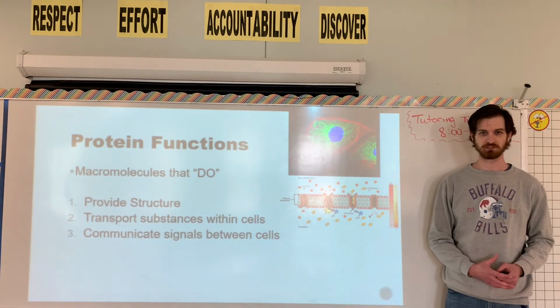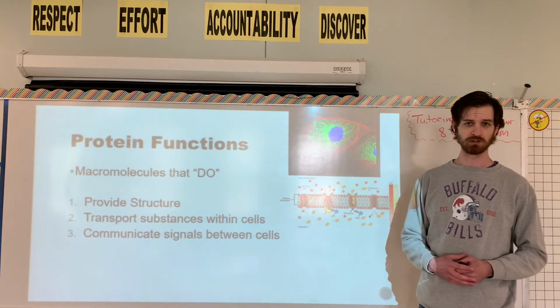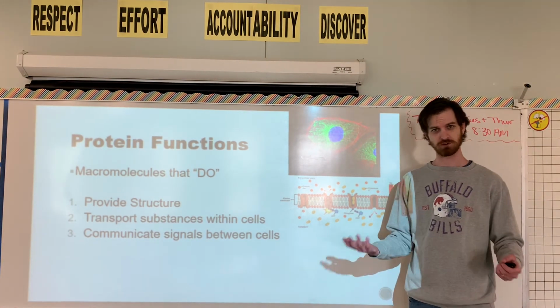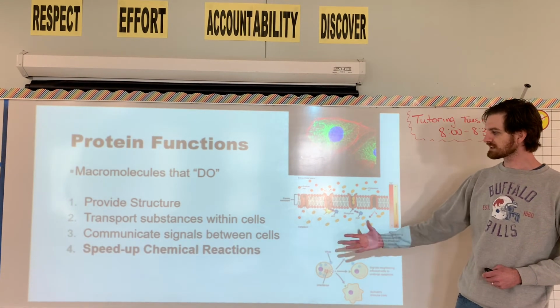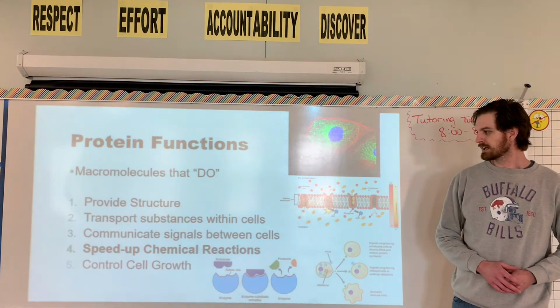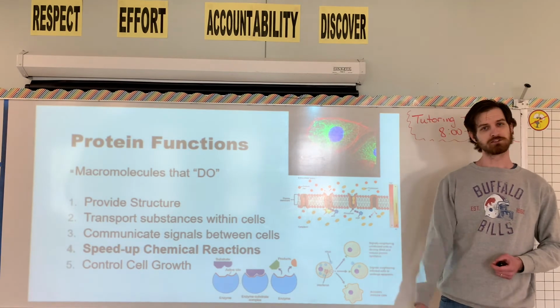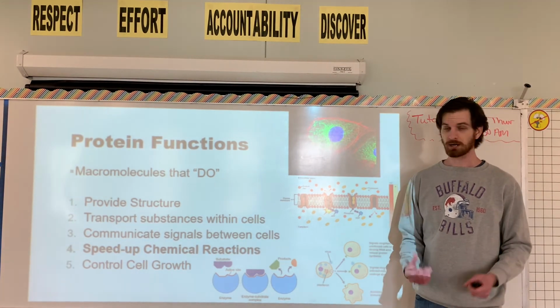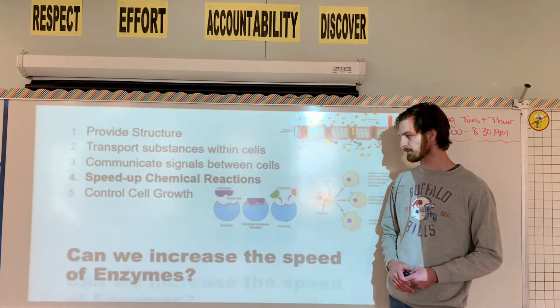Interferon's a great example of that. That's a protein that's produced by our cells when there's a viral infection to warn other cells that there's a virus within their area. It could also be something that speeds up a chemical reaction. So those would be your enzymes. And they control cell growth. So they regulate those cell growth and division processes. And when those don't work properly, then we have cancer or uncontrollable cell growth that could occur.